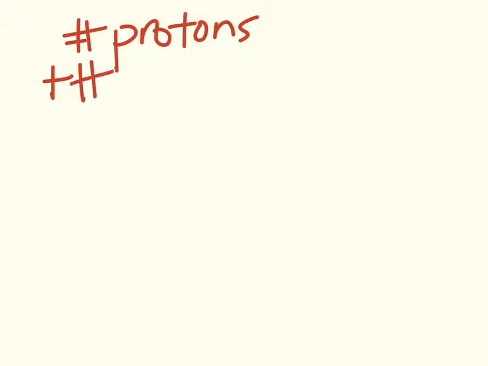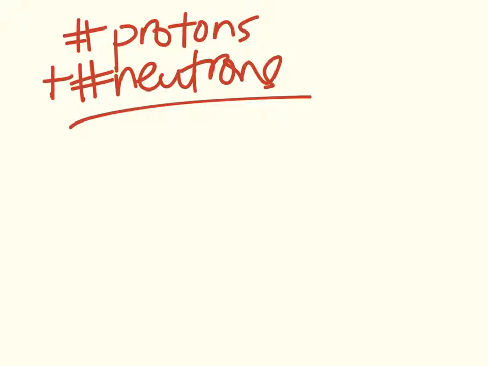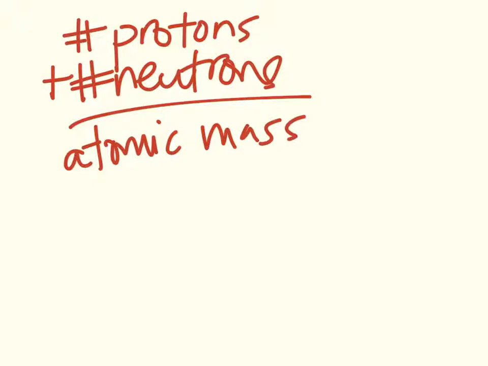A couple of formulas that you're going to need to understand in order to go with this. The number of protons plus the number of neutrons is going to be our atomic mass. So the mass of a certain atom is going to be entirely due to the number of protons and the number of neutrons that are in that nucleus.